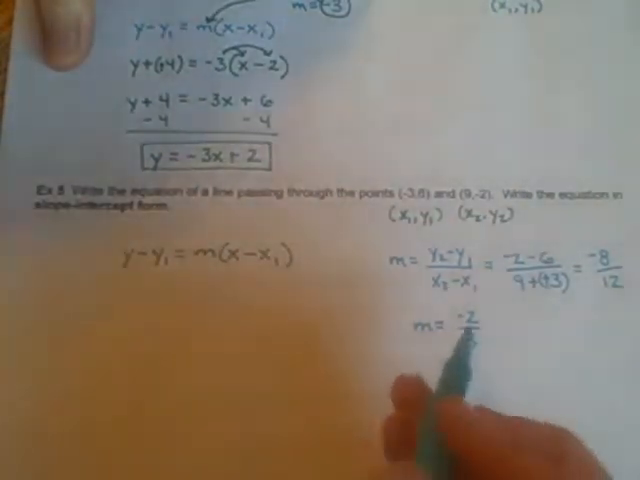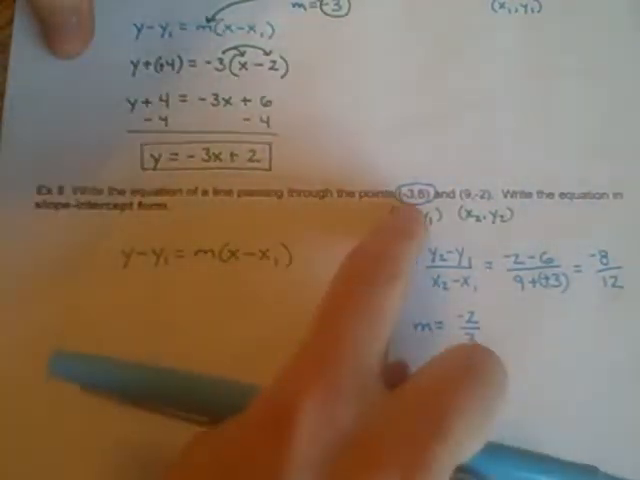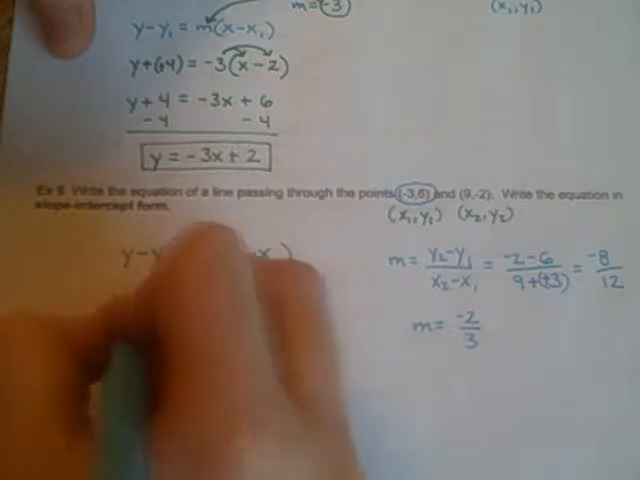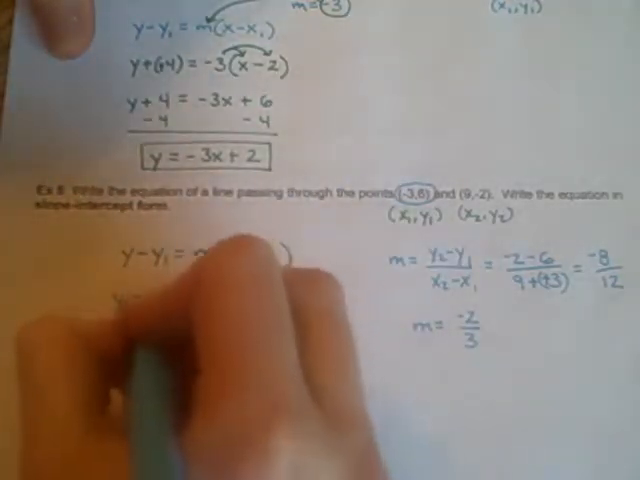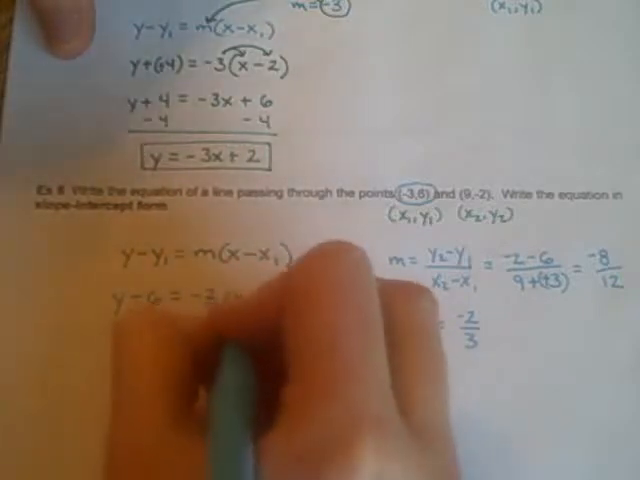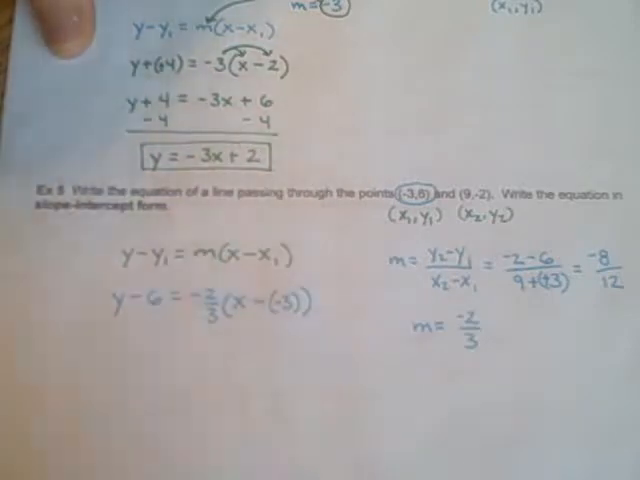All right, now I have my slope and my first point. You can use either point, but we'll go ahead and use the first one to plug in here. So we have y minus, my y1 was 6, equals negative 2/3. And my x1 is a negative 3.